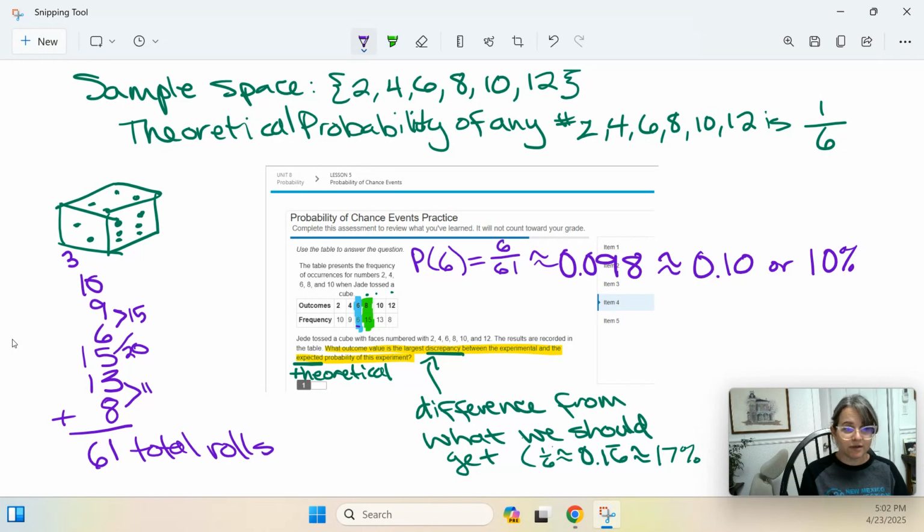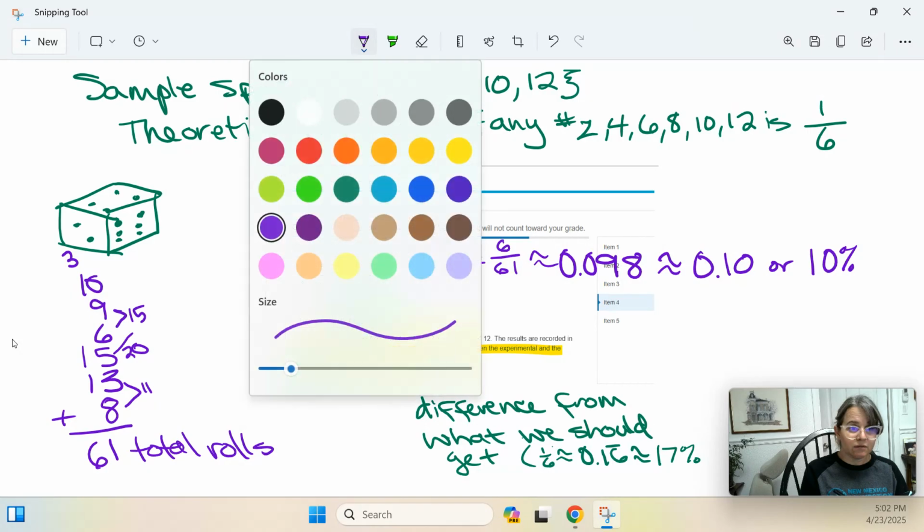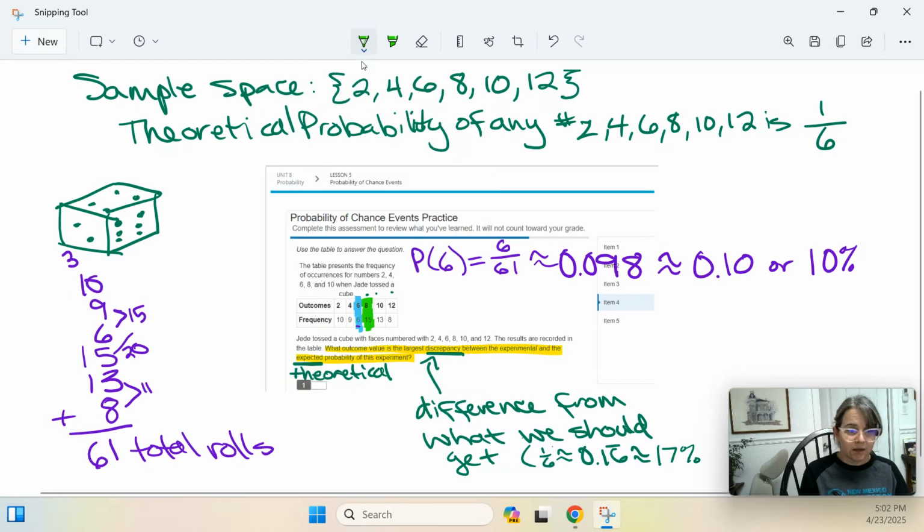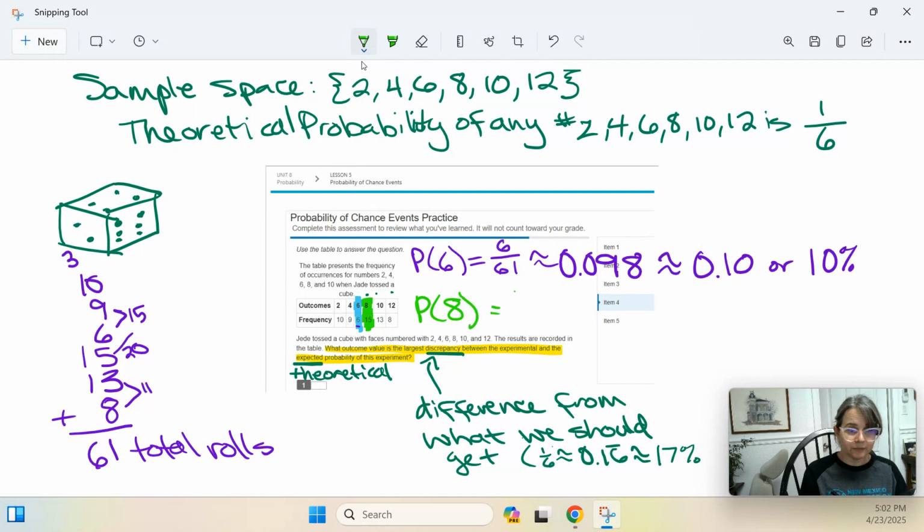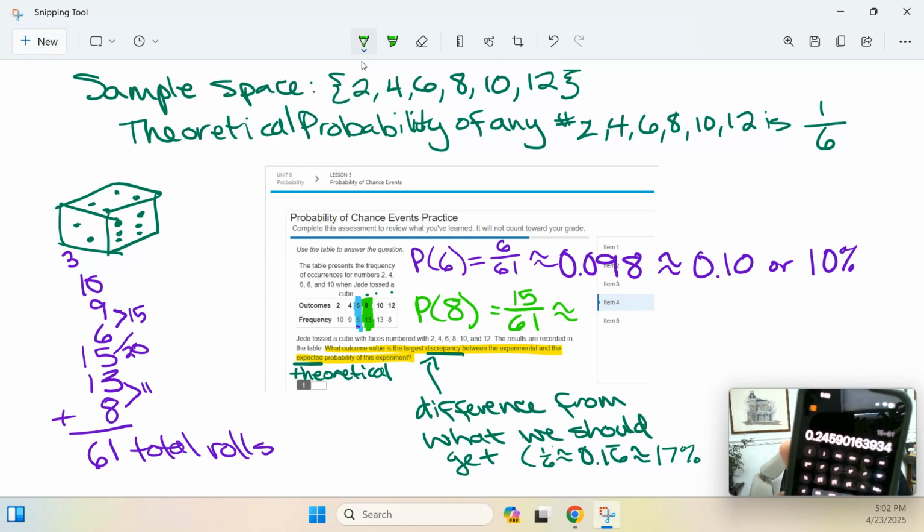But let's see if it's as big as the 8. So for the 8, I got 15 of them out of 61 total rolls. I'm going to divide to find that probability. 15 divided by 61. And I'm getting 0.245.